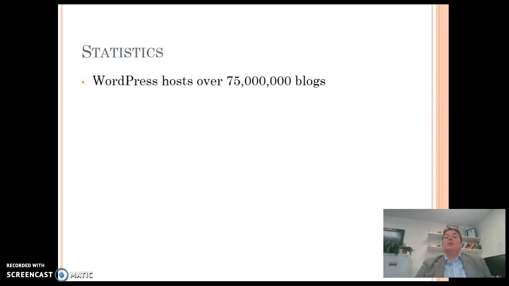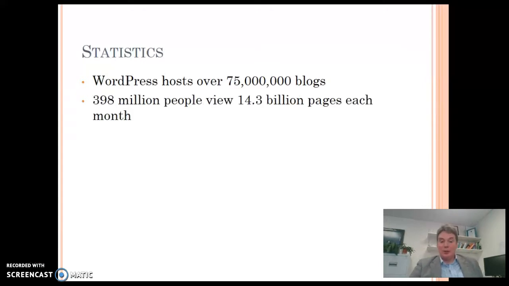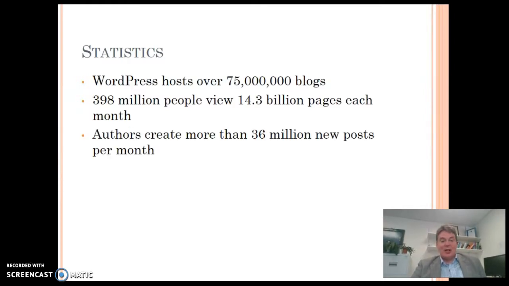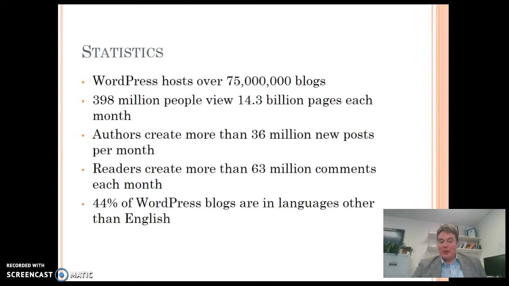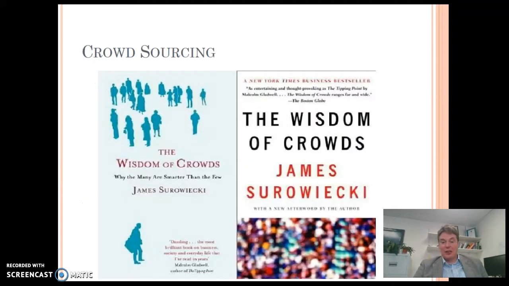So there are 75 million blogs on WordPress. To my credit or to my shame, I'm responsible for several hundred of them by getting students to do them. But it's 400 million people looking at 4.3 billion pages each month. So it's a huge amount of data. 36 million posts per month, 63 million comments. So that's about 2 comments for every blog post. And I think 44% of these are in languages other than English.